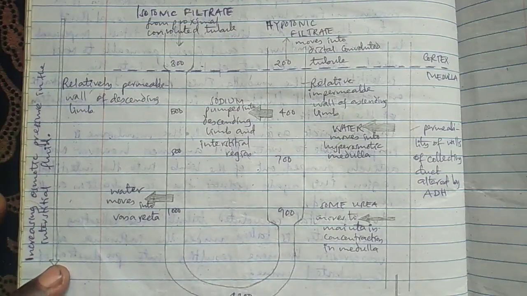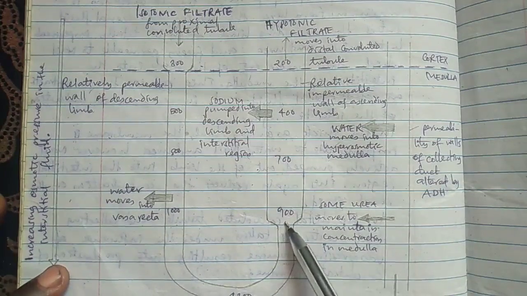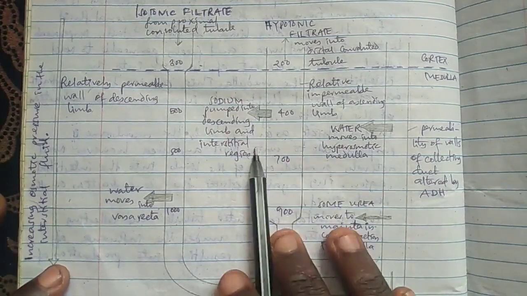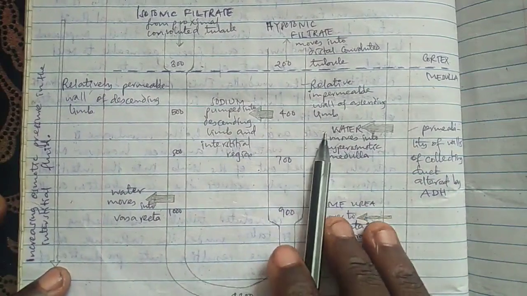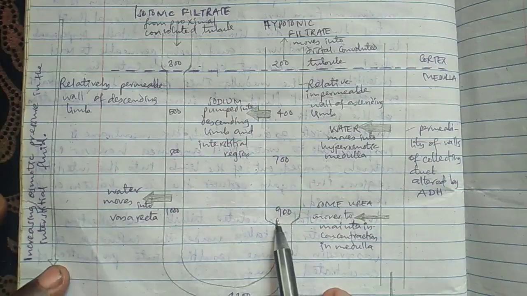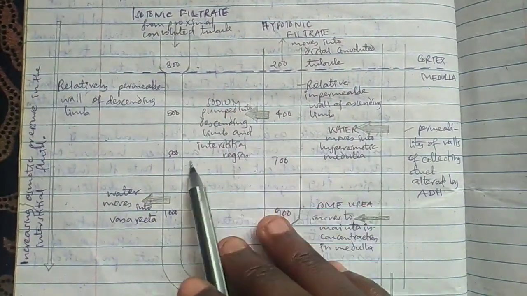Tukianza kupanda hapa, hii hapa thin inatoa nini? Sodium chloride nje. So inapanda inakuwa 900. Na hii hapa thick inatoa nini? Sodium chloride nje kwa lazima. Kwa nini? Kwa active transport. Kwa hiyo inaenda 900, 700, 400, 200. Unaona? Hii inatoa by active transport.